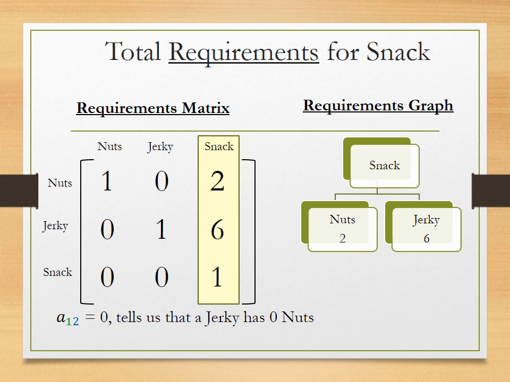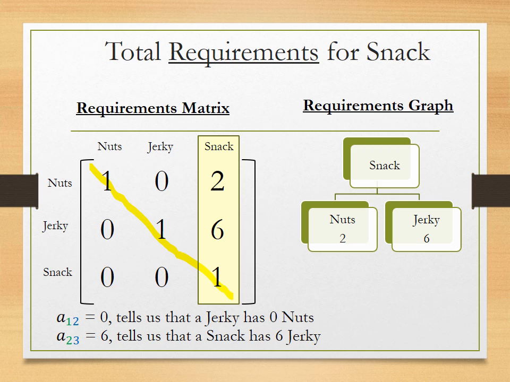What about the next one, A sub 2,3. So second row, third column. We already kind of talked about that one, but that tells us that to make the snack, you need 6 jerky. One other thing to notice, if you haven't already, is that this middle diagonal row is all 1s, right?